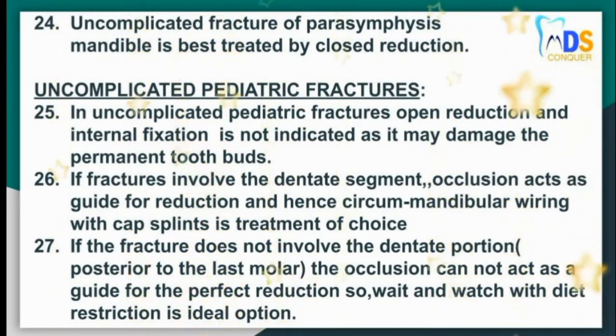Now let's see some uncomplicated pediatric fractures. Number 25. In uncomplicated pediatric fractures, open reduction and internal fixation is not indicated as it may damage the permanent tooth buds. Number 26. If fracture involves the dentate segment, occlusion acts as guide for reduction and hence circummandibular wiring with cap splint is treatment of choice.